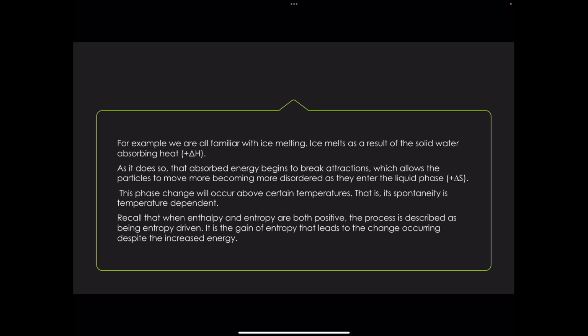So for example, we're all familiar with ice melting. Ice melts as a result of solid water absorbing heat. So if we're absorbing heat, we have a positive delta H. As it does so, that absorbed energy begins to break attractions, which allows the particles to move more, becoming more disordered as they enter the liquid phase. Positive delta S. This phase change will occur above certain temperatures. That is, spontaneity is temperature dependent. Recall that when enthalpy and entropy are both positive, this process is described as being entropy driven. It is the gain of entropy that leads to the change occurring despite the increased energy.